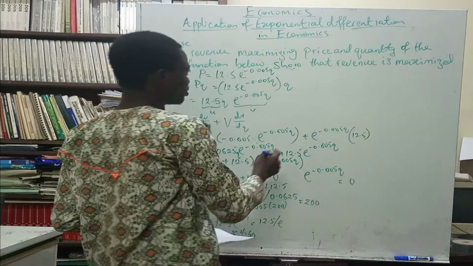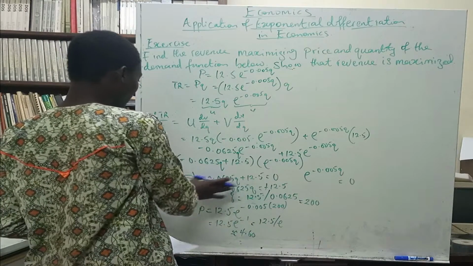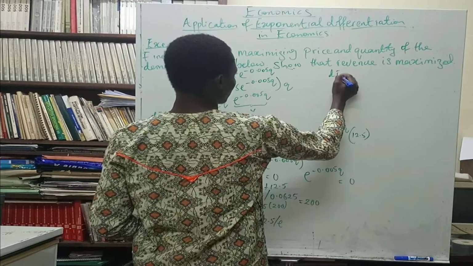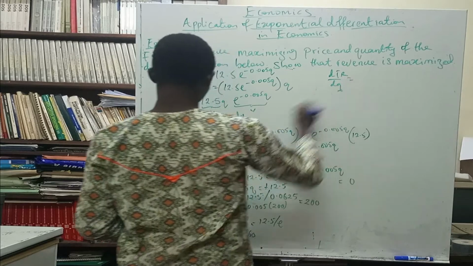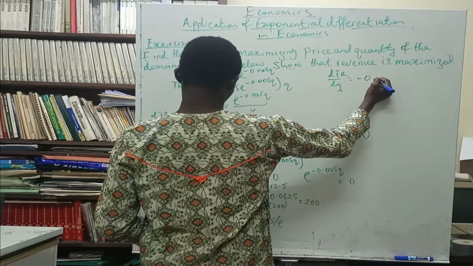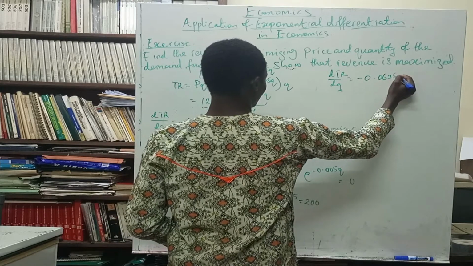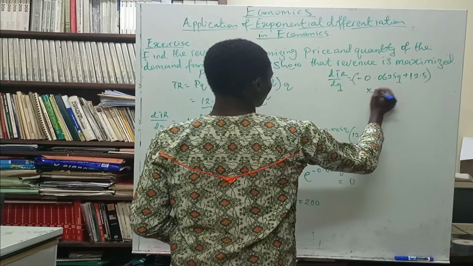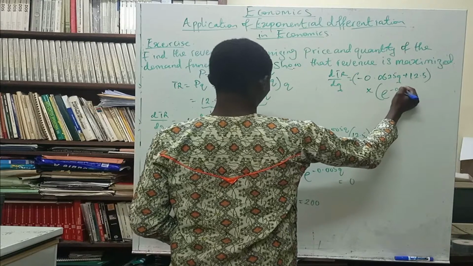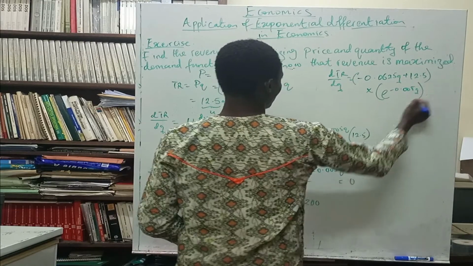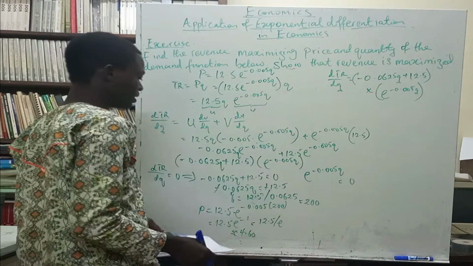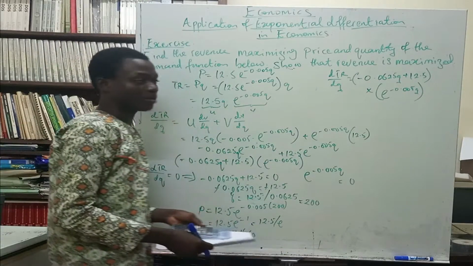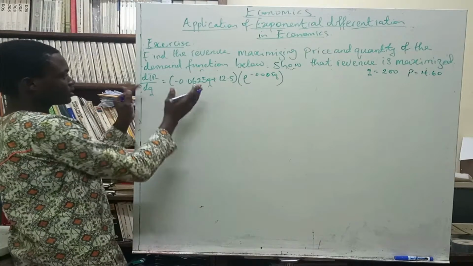So let's just keep this somewhere because I have to rub off the board now. So we have the TR, the Q equals minus 0.0625 Q plus 12.5, everything multiplied by e raised to power minus 0.005 Q. So we differentiate that again, and then we see the value of Q, which is 200, to then see if this revenue function is maximized or not. So I've written it in this proper form.